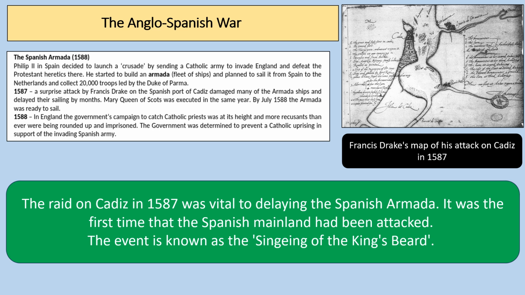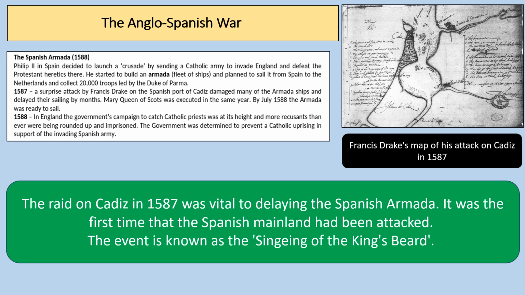So Philip II decided to launch a crusade by sending a Catholic army to invade England and defeat the Protestant heretics as he saw it. So he started to build an armada, a fleet of ships, and planned to sail it from Spain to the Netherlands and collect 20,000 troops led by the Duke of Parma.